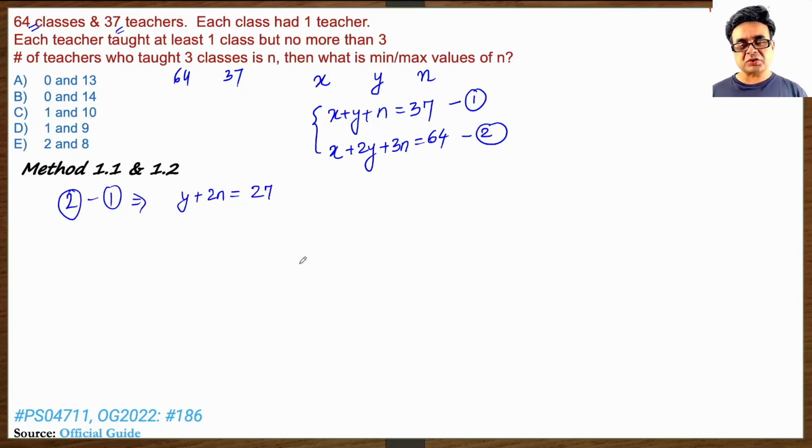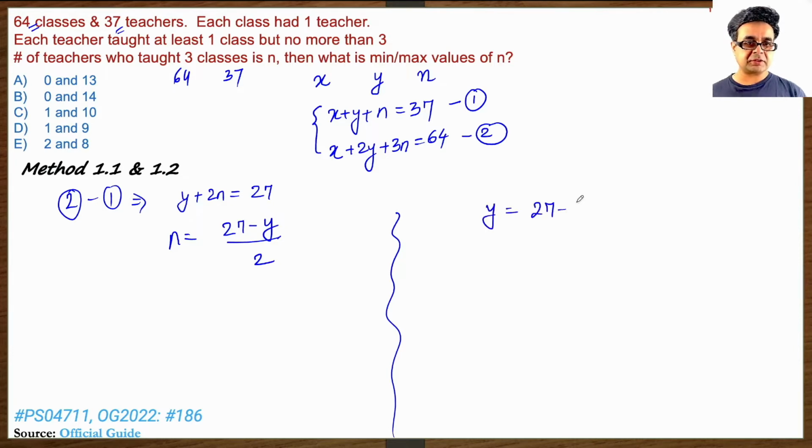From here on, we are going to solve this in 2 different forms. One is to express everything in terms of y, so n will be equal to (27 minus y) by 2. And the other is to express everything in terms of n, so y equals 27 minus 2n. And the reason I'm doing that is so that you understand that either way is fine as long as you set up the equations correctly and then solve it correctly.